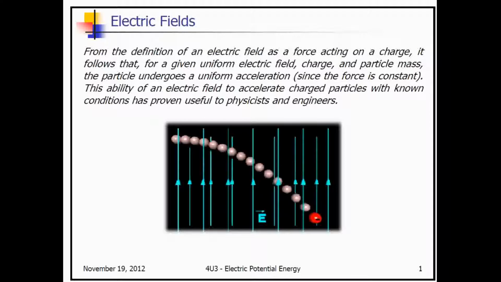So from the definition of an electric field as a force acting on a charge, it follows that for a given uniform electric field, charge and particle mass, the particle undergoes a uniform acceleration since the force is constant. This ability of an electric field to accelerate charged particles with known conditions has proven useful to physicists and engineers.